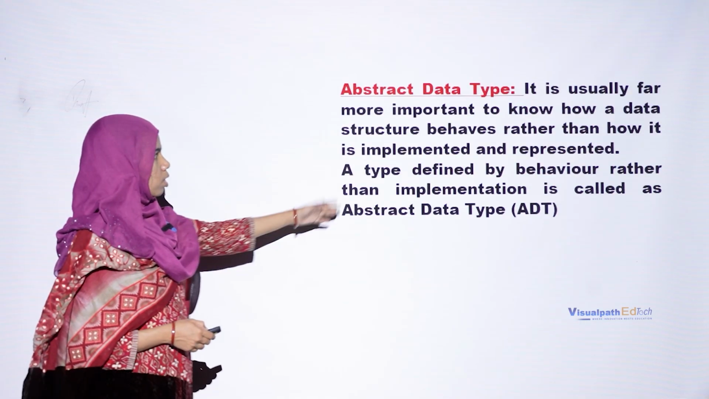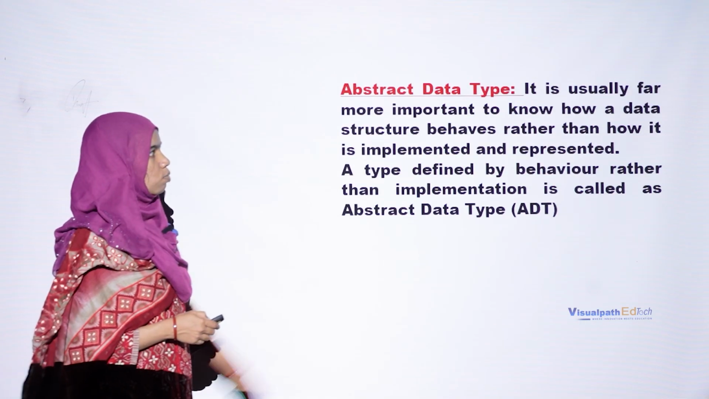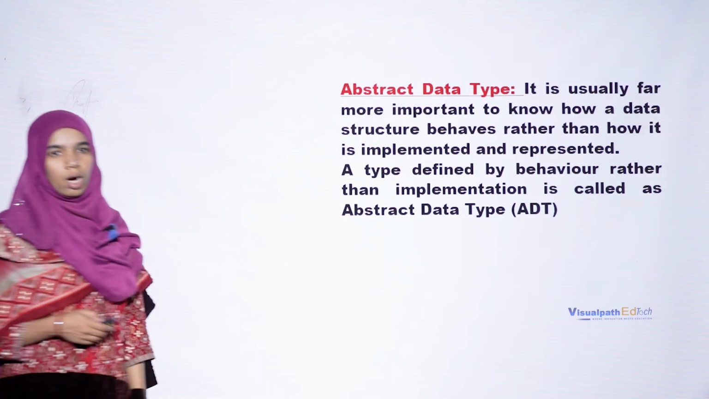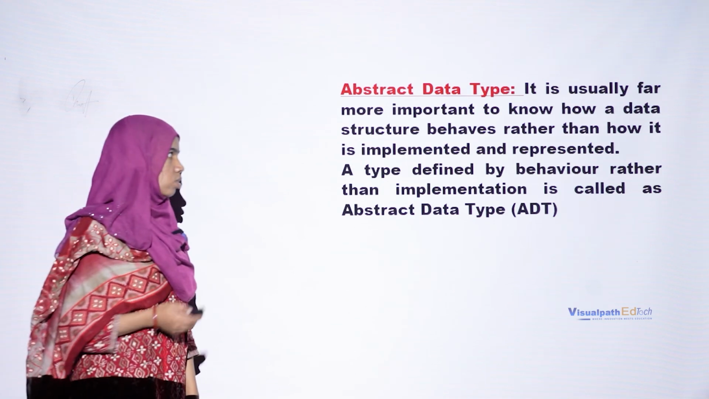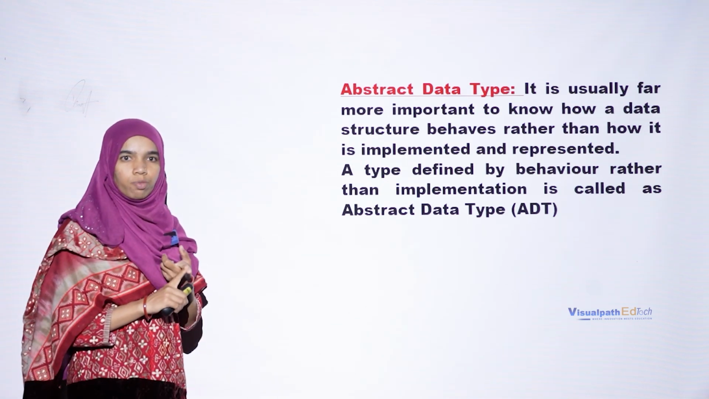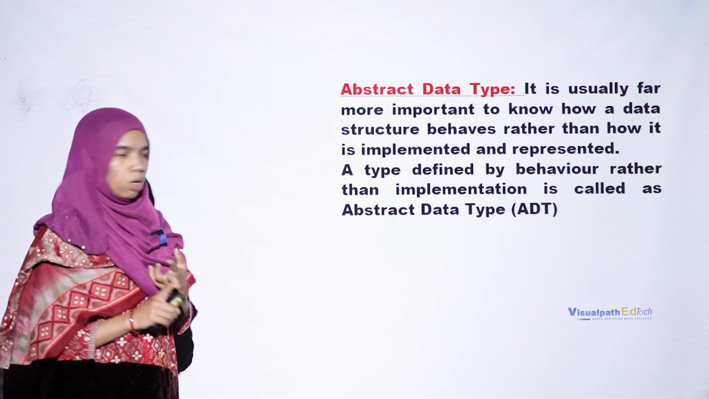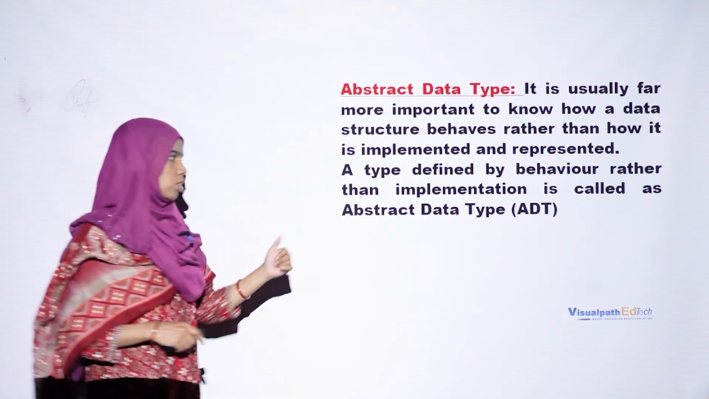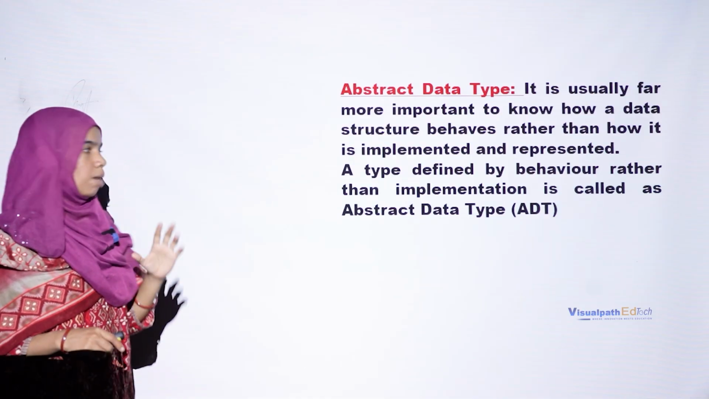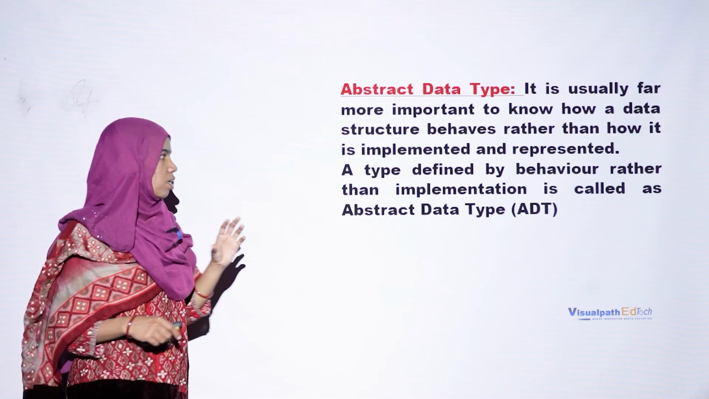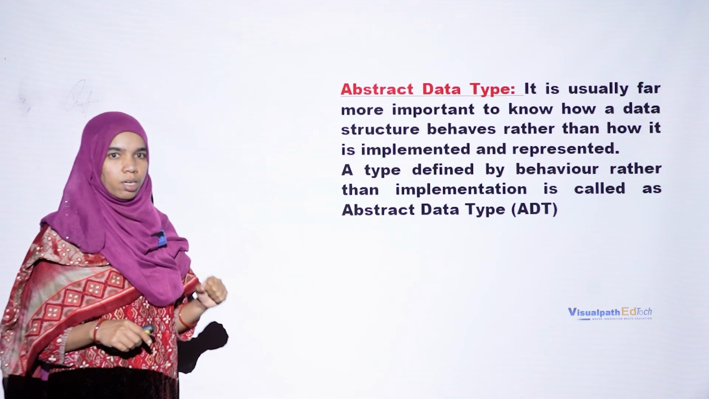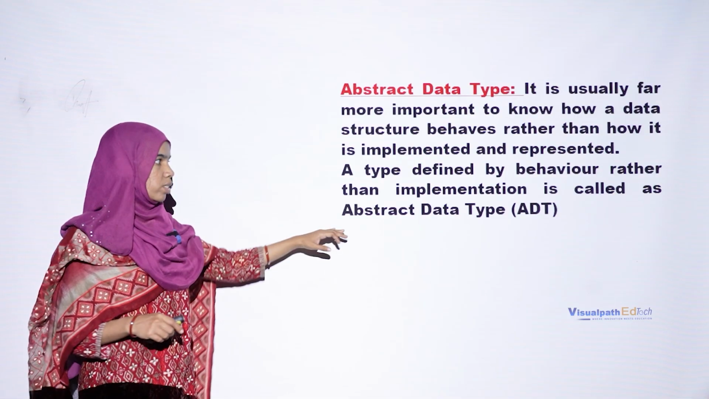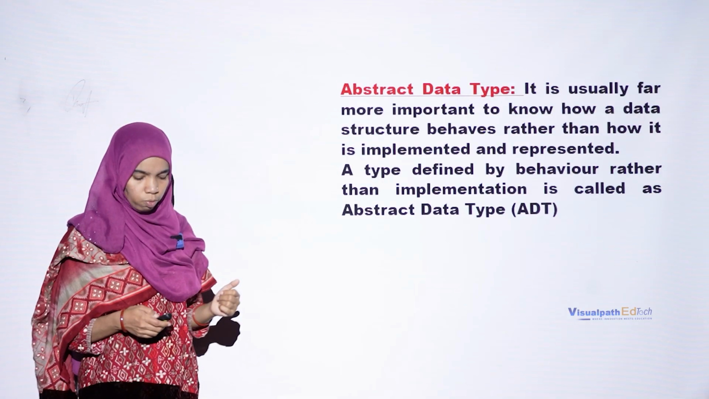So in a short review, I can say it is one of the most important parts of the data structure, where you get to know how the operations or the structure is behaving in terms of implementation and representation of the data. A type defined by its behavior rather than implementation is called your ADT. Abstract data type is purely defined by its behavior rather than implementation. Here implementation doesn't matter that much. How it is behaving, that is very, very important.